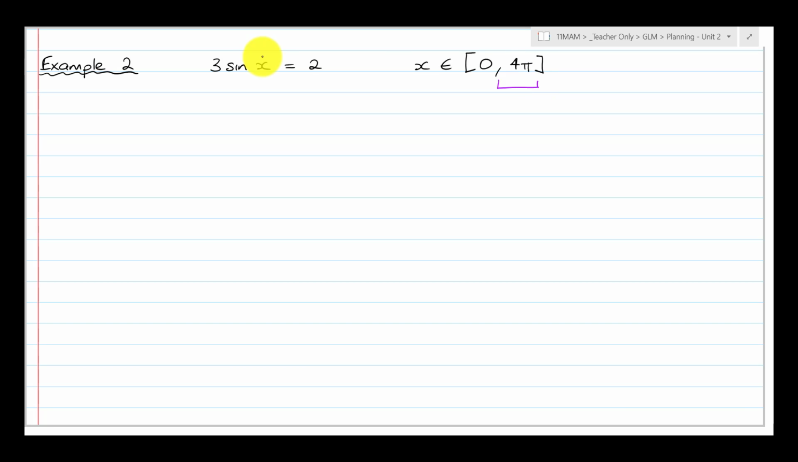Now, because this is in a form where b equals 1, so we don't actually have a horizontal dilation, I know there will be 2 solutions for every single 2 pi, every single period. So in this case, I'm actually expecting 4 solutions. That's the first thing. It's all really good to estimate your solutions ahead.